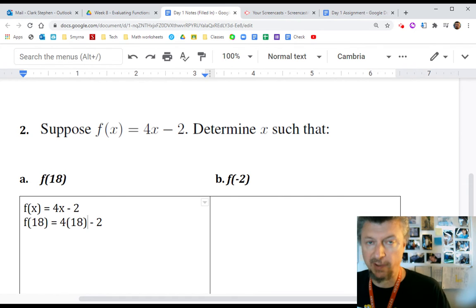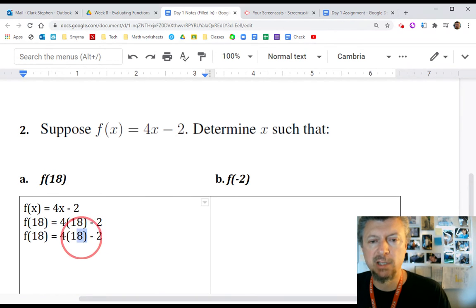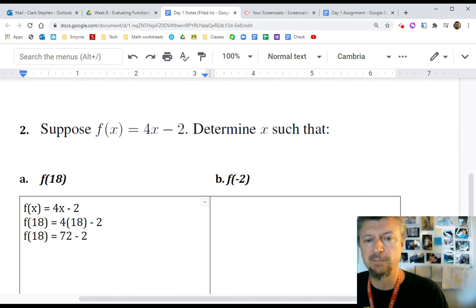All right, again, the f of x just means what happens when you plug in an 18 for x. Just telling you what you're plugging in for x. You plug in an 18. All right, so now we're going to solve. 4 times 18. Okay, 4 times 10 is 40. 4 times 8 is 32. Looks like 72.